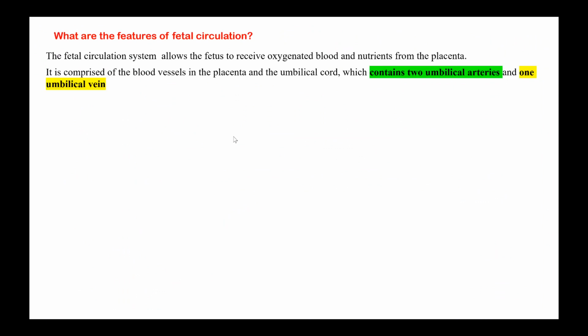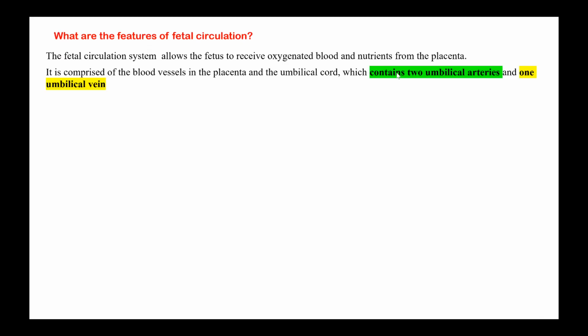So what are the features of fetal circulation system? Fetal circulation systems allow the fetus to receive oxygenated blood and nutrients from the mother through the placenta. The placenta is the main interface between the mother and the fetus, and it comprises blood vessels, and there are two umbilical arteries and one umbilical vein.